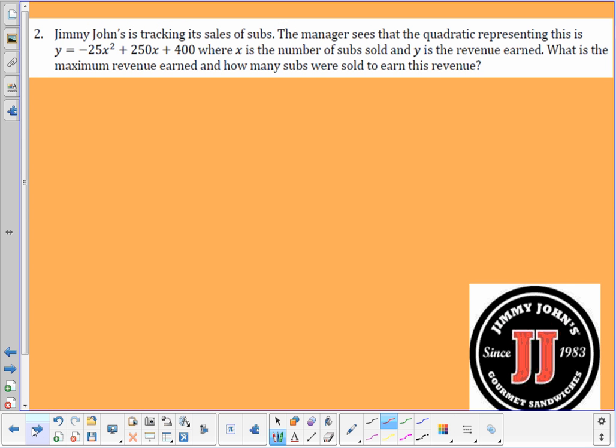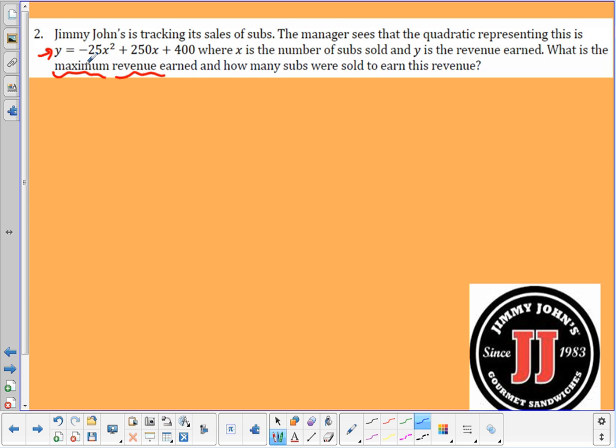Okay, let's take a look at number 2. In number 2, it says Jimmy John's is tracking its sales of subs. The manager sees that the quadratic representing this equation is this one right here, where x is the number of subs sold and y is the revenue earned. Revenue is money that comes into the company, just in case you haven't heard that word before. What is the maximum revenue earned and how many subs were sold to earn this revenue?